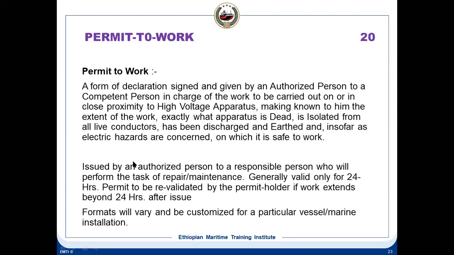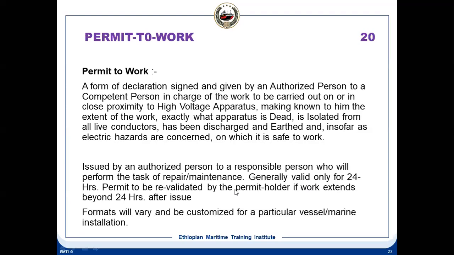So a permit to work is issued by an authorized person to a responsible person or a competent person who will perform the task of repair or maintenance. Generally, it is valid only for 24 hours. A permit to work can be extended, but only with the permission of the authority. Otherwise, it is valid only for 24 hours.